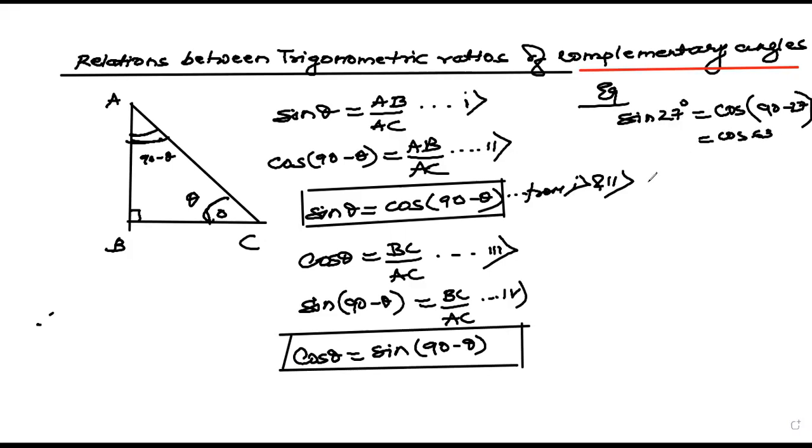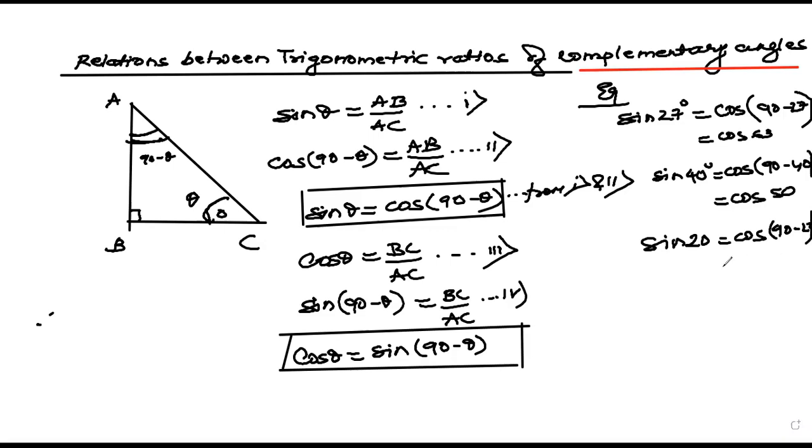Did you understand this? Like sine of 40 degree. Yeah, I can change it to cos, but only thing is instead of 40, it will be 90 minus 40. Got it? So how much will it be? Cos of 50 degree. Are you getting me here? So every sine of 20 degree will become cos of 90 minus 20. That is cos of 70 degree. So remember, every sine ratio can be changed to cos ratio, but instead of theta, it will become 90 minus theta. Are you getting me here, children?